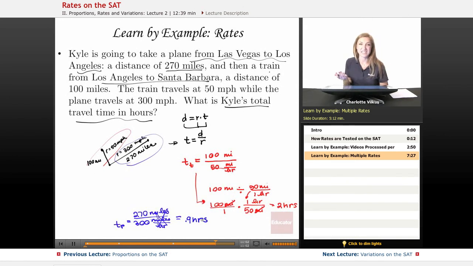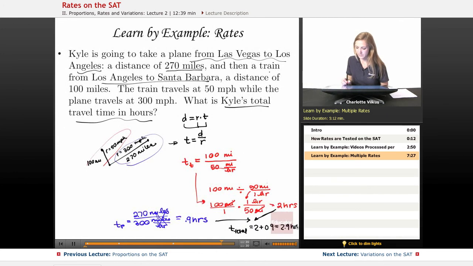So because he's going so much faster in the plane, it's going to take him a lot less time to go this long distance than it is to go the shorter distance between Los Angeles and Santa Barbara. But his total time is just going to be the addition of these two. So my answer here, once I'm done solving, is going to be that time total equals 2 plus 0.9, or 2.9 hours.